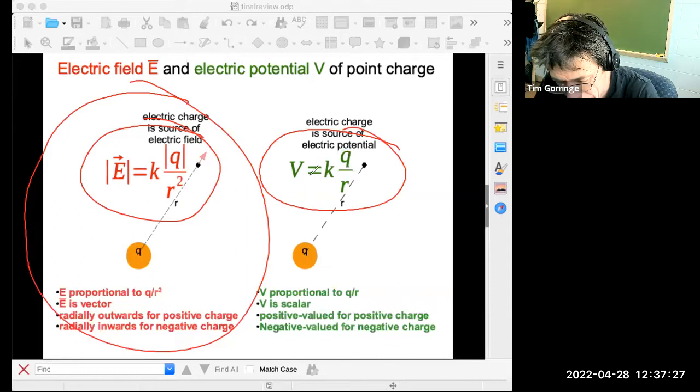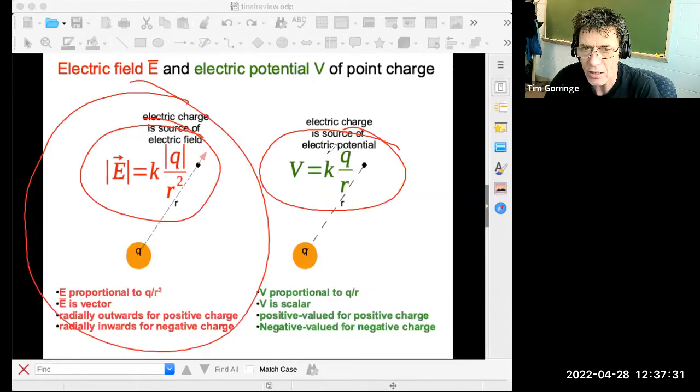So the electrical potential also is in proportion to the charge. So the more charge, the larger the surrounding electrical potential. The less charge, the smaller the surrounding electrical potential. It's also proportional to the distance from the charge.